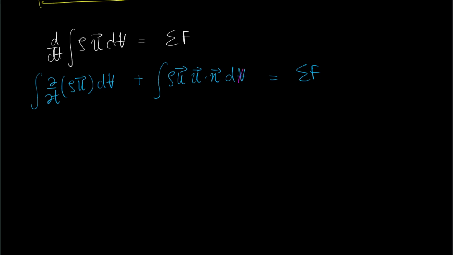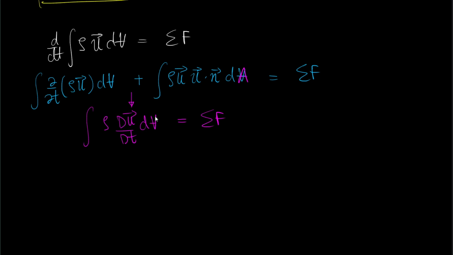This should be dA. So we've already made use of the divergence theorem, and we have shown that the left hand side is actually tantamount to the integral of rho du/dt dv. This is equal to the summation of all the forces acting on the control volume, and we derived this a few lectures ago, obtained by making use of conservation of mass also.